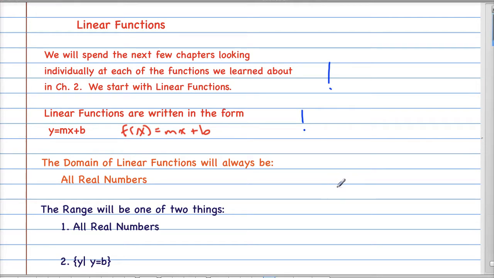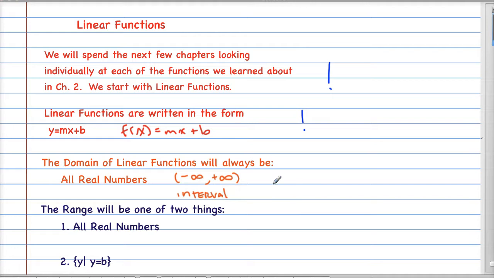The domain of linear functions will always be all real numbers. And remember, there's a few different ways we could write that out. I could just write out all real numbers. I could also write out negative infinity to positive infinity. And that's what we call interval notation.